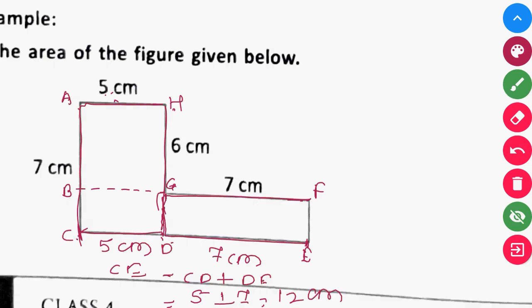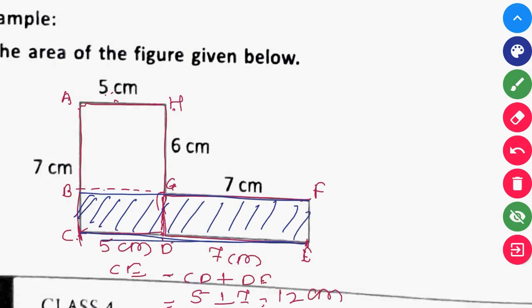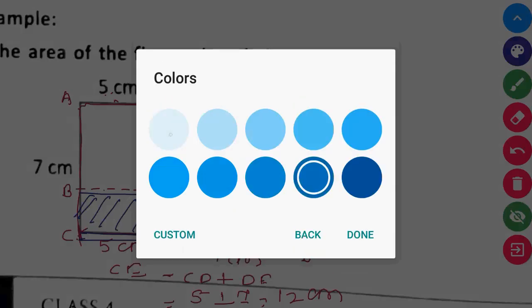Clear? Now see. Now forget the lower rectangle. Just consider the upper rectangle. Why am I calculating this CE? Because I want this length. Why? Because the area of rectangle formula is length into breadth. So for this area we must know the length of the rectangle. So I got the length, that is 12 centimeter. Now I have to calculate this breadth. How I am going to calculate this, I will show you. Now consider the upper rectangle.